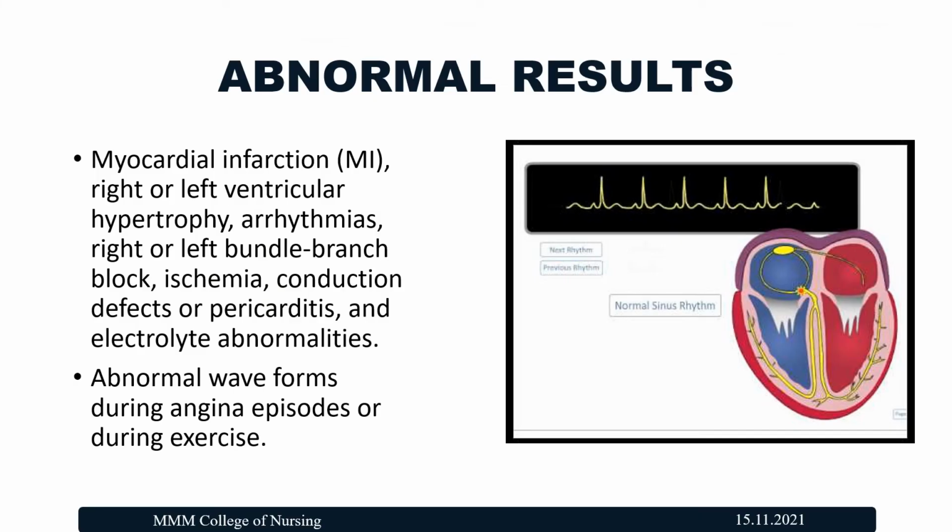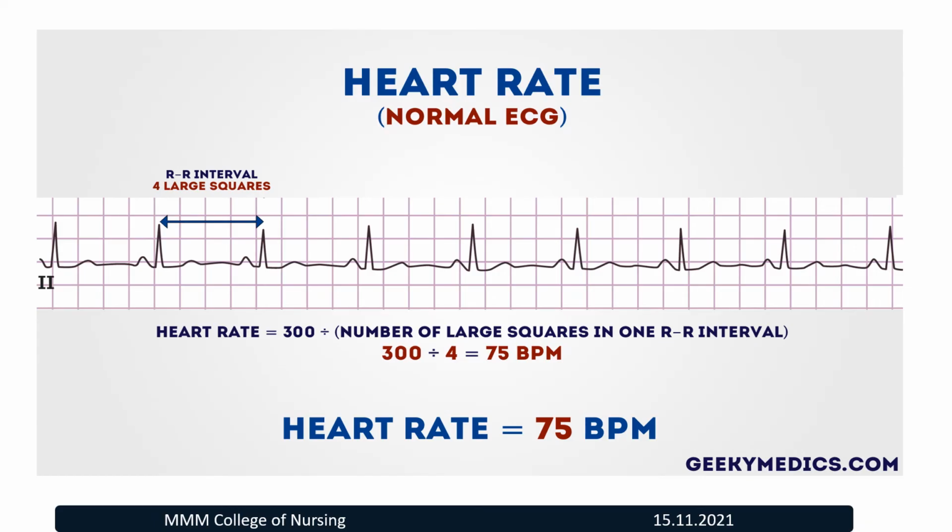What are the abnormal results? We can see in the ECG: MI, right or left ventricular hypertrophy, arrhythmias, right or left bundle branch block, ischemia, conduction defects or pericarditis, electrolyte abnormalities, and abnormal waves during angina episodes.